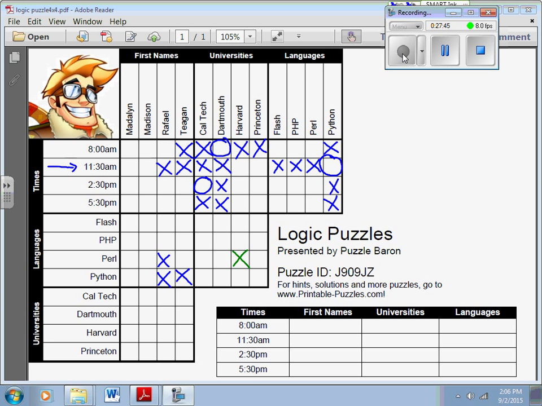The 2:30 person can only have graduated from Caltech, so they did not graduate from any of the other schools. All right. So the 2:30 person graduated from Caltech. Anything else I can fill in from that clue, you think?